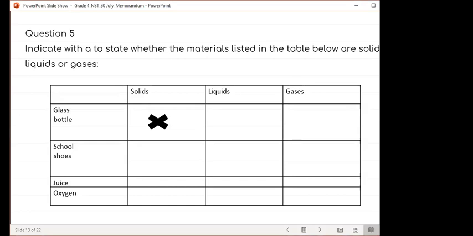Awesome. Okay, Anesu, you can give me the answer for the school shoes. Are those solid, liquids, or gases? It is a solid. All right, beautiful. Thank you very much, Anesu. I see Nokwanda is agreeing with you in the group. Thank you very much for that, Nokwanda. So guys, remember, you can also just submit your answers in the group. Don't be shy. Yes, Sam, indeed, school shoes, we regard them as a solid.